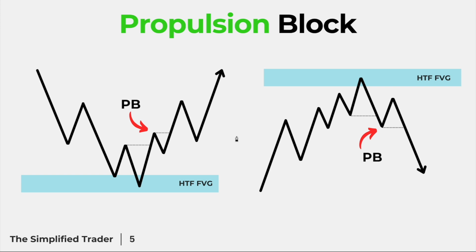So how do we actually get on side with this? We can take a trade as soon as we close above these down close candles, stop loss at the propulsion block low, and we can target a 2R, or we can wait for a retest of the propulsion block, enter on the retest, stop at the low, and target a 2R.